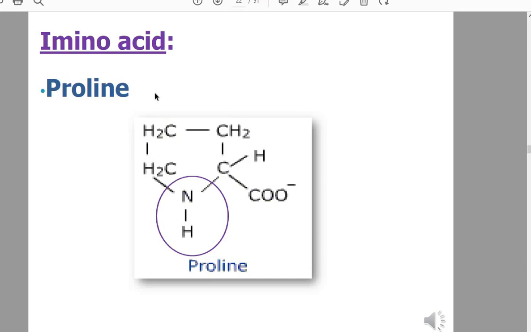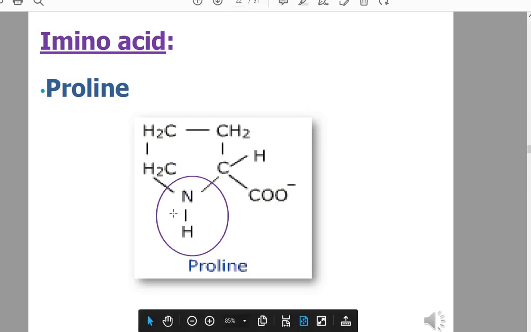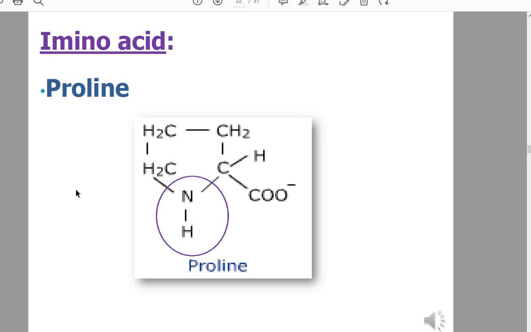The imino acid, I mentioned it before. What is the imino acid? It's only one, it's proline. Why is it called an imino acid? Because it doesn't contain an amino group, which is NH2. It contains an imino group. Here is the imino group. This is NH only, not NH2. So it's the only imino acid, proline.